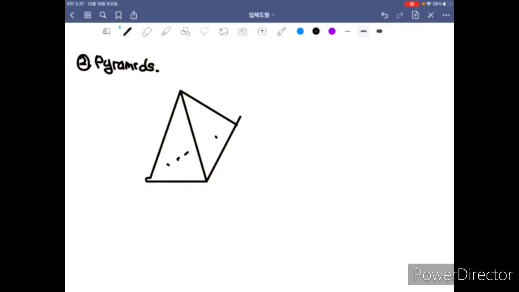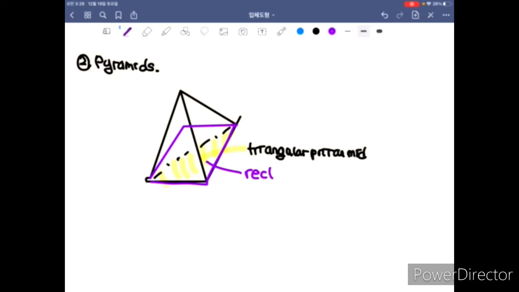And because the base is a triangle, we can confirm that it is a triangular pyramid. And if the base is a rectangle, it is a rectangular pyramid.